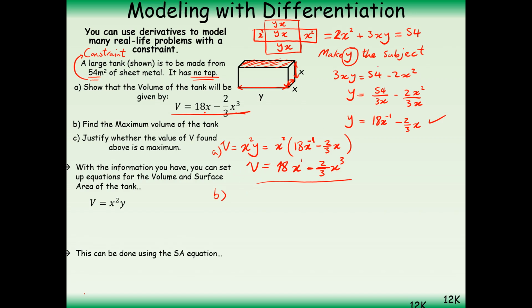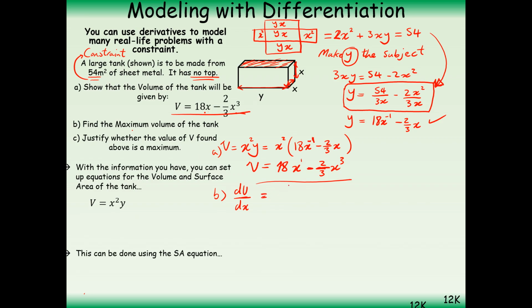So we eliminated y by using the constraint, the top line, and substituting it in. Now it is time to differentiate this volume with respect to x and set it equal to 0 to find the maximum volume for the tank.